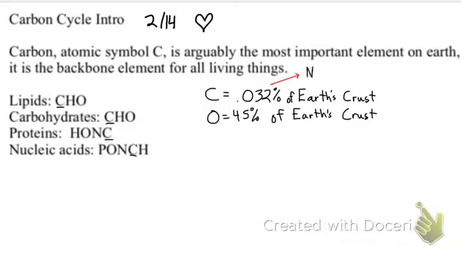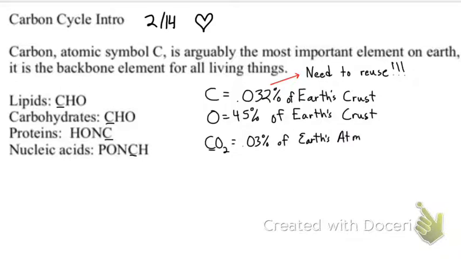Same thing with the atmosphere. The atmosphere, carbon is stored as CO2, and it is 0.03% of Earth's atmosphere. So it needs to be reused. The way we reuse that is through the carbon cycle and the filling and emptying of different sources and sinks. And we'll talk about that in a moment.